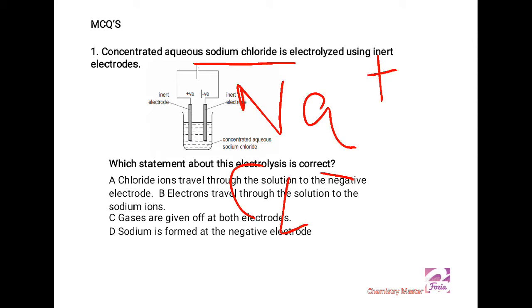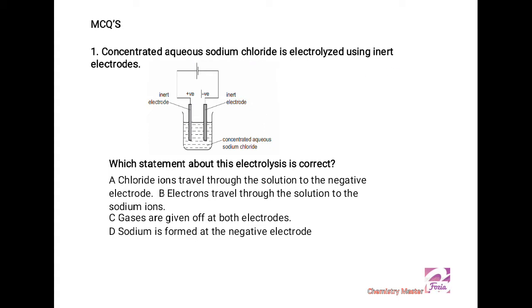So let's see what statements are given. The question is, which statement about the electrolysis is correct? Option A: chloride ions travel through the solution to the negative electrode. No, it can't be possible because chloride ions are already negatively charged and they will not be moving to the negative electrode. So option A is omitted.